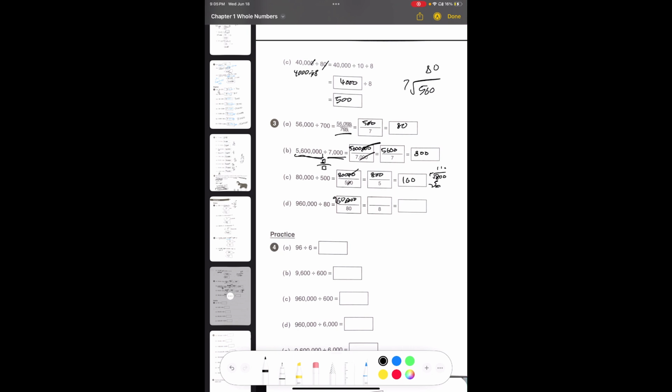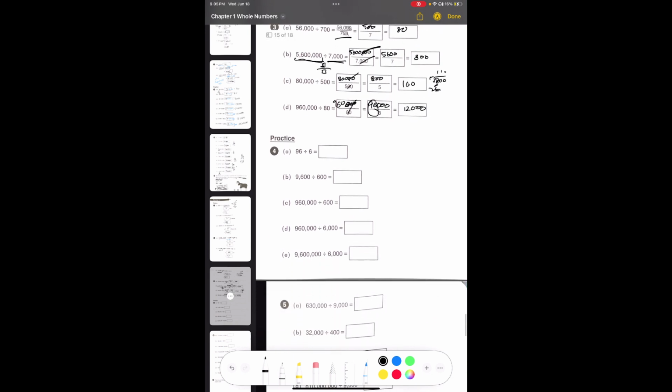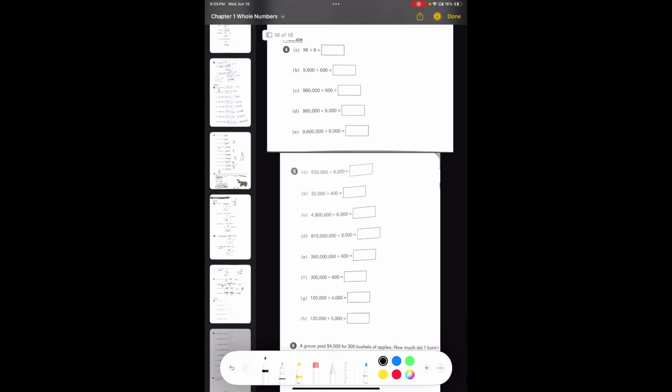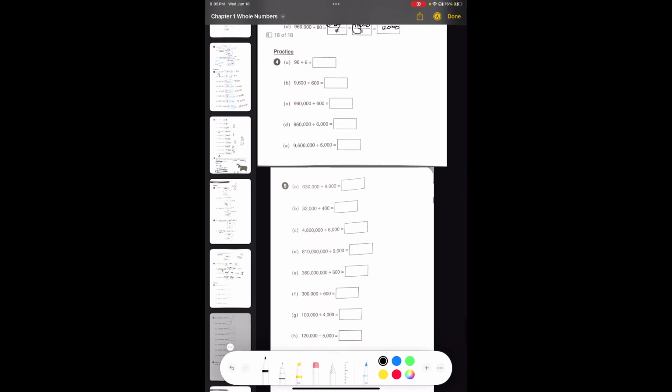960,000 divided by 80. Cross this out, so 96,000. Then we all know 96 is just like, you know, 12 times 8, 96, yeah. So this is just 12,000. And here's the practice. You guys can do this on your own.